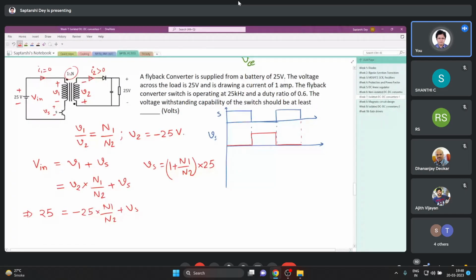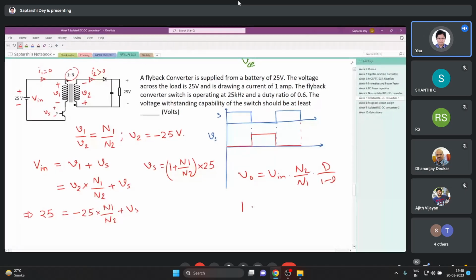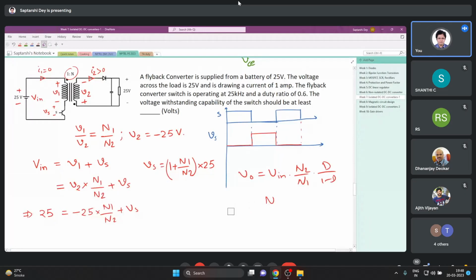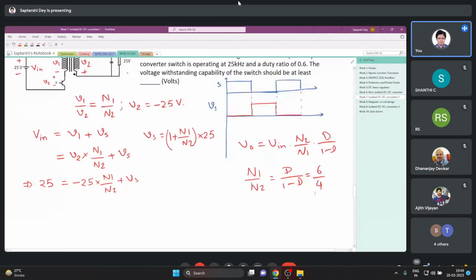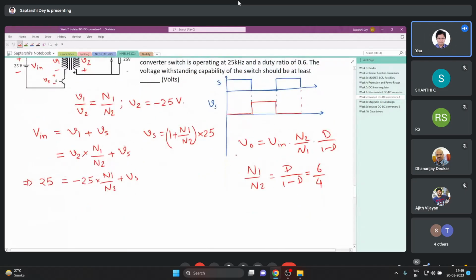They have given 1 is to n, I have taken N1 by N2. How will you find the n value from the voltage relation? We have the output voltage for the flyback converter: output voltage is input voltage times N2 by N1 times D by 1 minus D. In our case, Vout by Vin is 1, both are 25, right? So N1 by N2 comes out to be D by 1 minus D. D is 0.6, so it is 6 by 4. N1 by N2 is 6 by 4, that is 3 by 2. So what we have is 3 by 2 plus 1, 5 by 2, times 25.